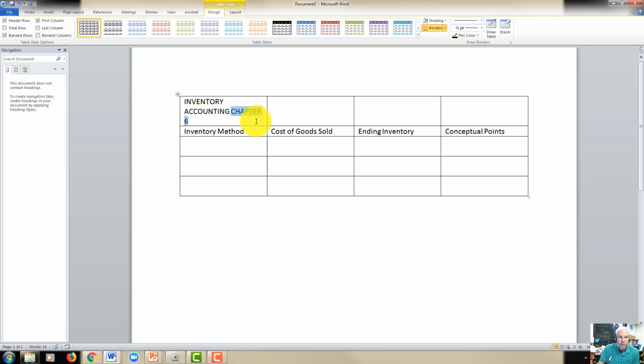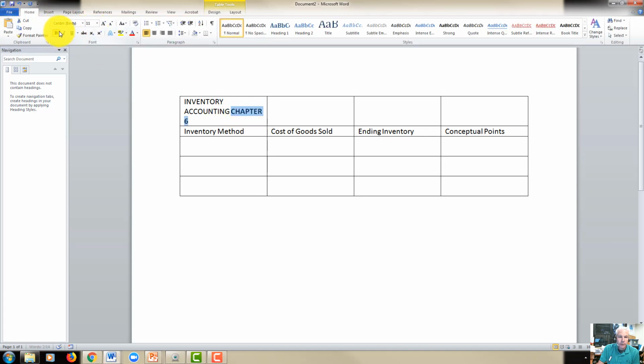So this again is going to be inventory for Chapter 6, and what I want to do is quickly give you a few acronyms on how we can deal with accounting. The first column is inventory method, and we're going to have either LIFO or FIFO. Then we're going to call this column the income statement effect, and this is what we call the balance sheet effect.